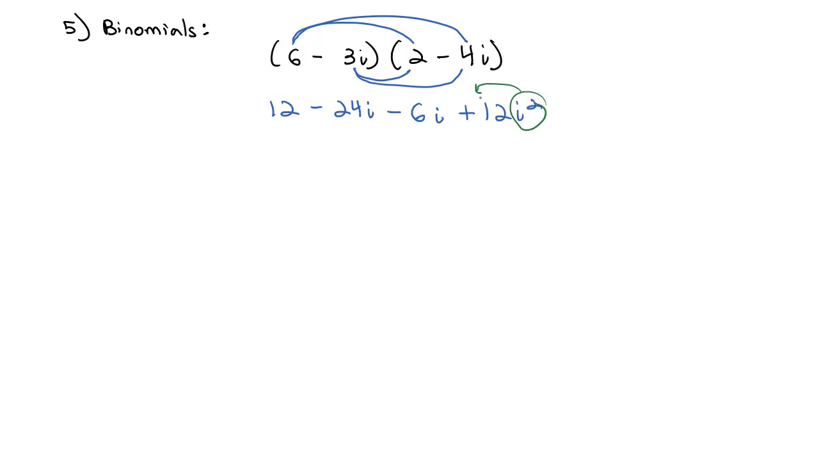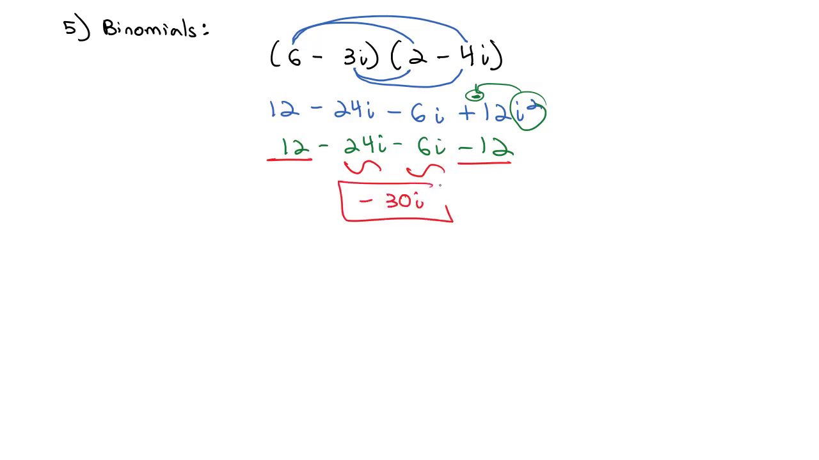Again, the i squared is going to come in as a negative, so we've really got 12 minus 24i minus 6i minus 12. And then when I combine like terms, the real numbers, 12 minus 12, go to 0. So we're just left with negative 24i and negative 6i, which is negative 30i.